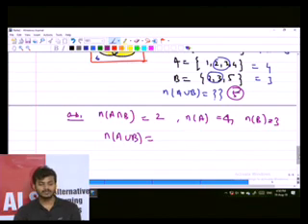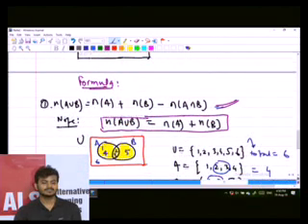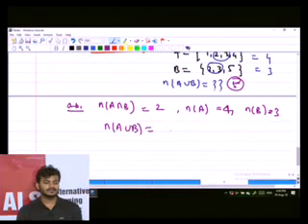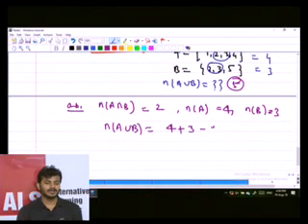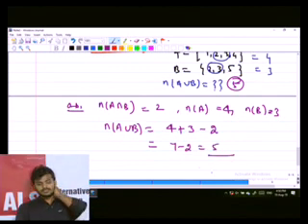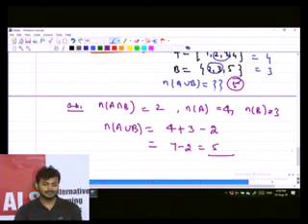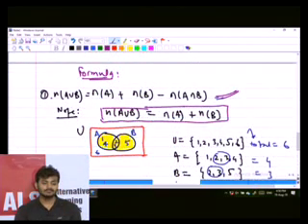By applying this formula. What is that? n(A) plus n(B) minus, is there anything common? We will subtract 7 minus 2, which is 5. Right? So this way we can also find it out using the given formula. Okay. But if you are good at Venn diagram, things are always easy. You can always do this.